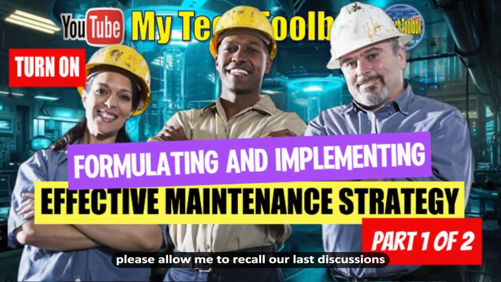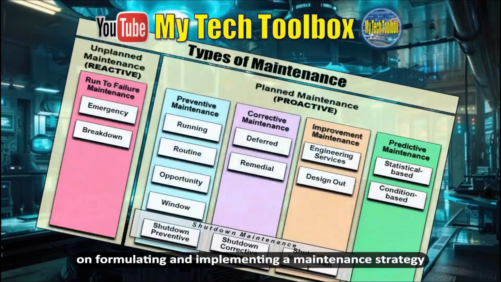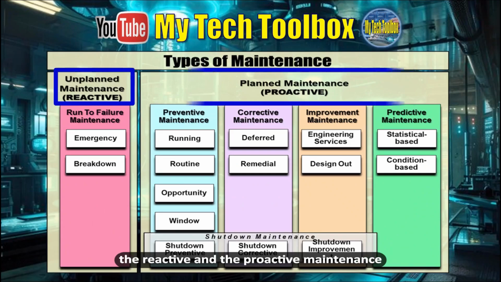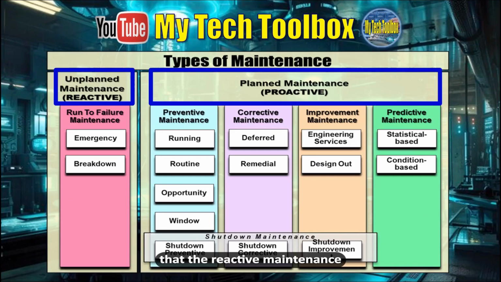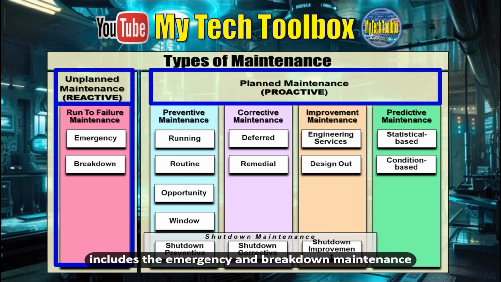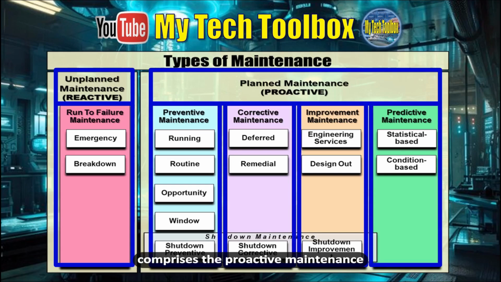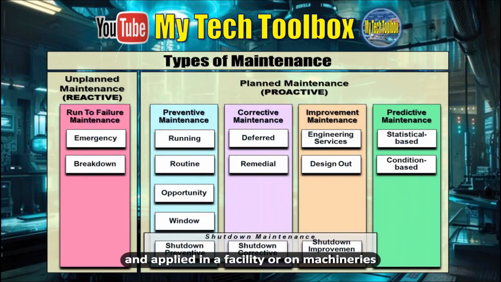Please allow me to recall our last discussions in part 1 of this learning video on formulating and implementing a maintenance strategy. We tackled at length some important details of the types of maintenance. That there are 2 main categories of maintenance, the reactive and the proactive maintenance. That the reactive maintenance includes the emergency and breakdown maintenance. Preventive, corrective, improvement, and predictive maintenance comprise the proactive maintenance. It was pointed out that any of it or a combination of them could be used in a maintenance strategy and applied in a facility or on machineries.